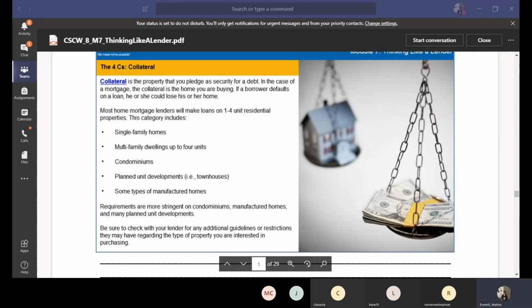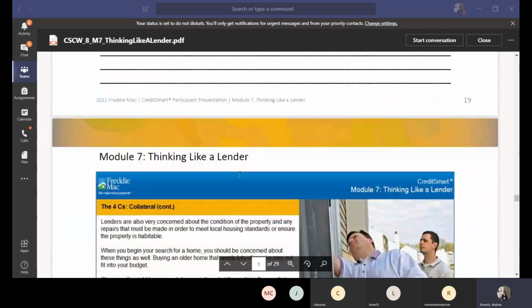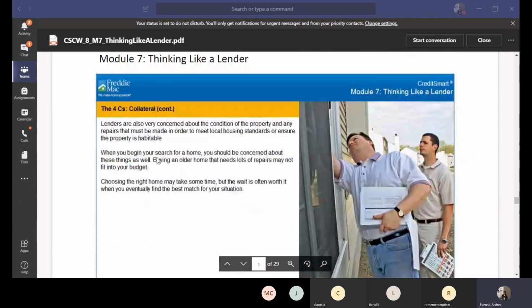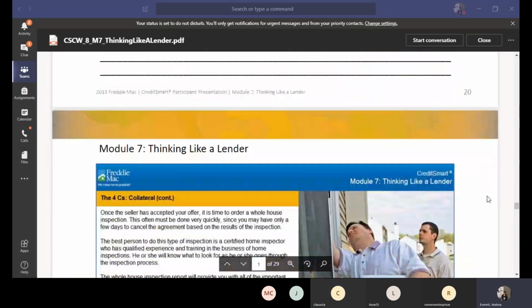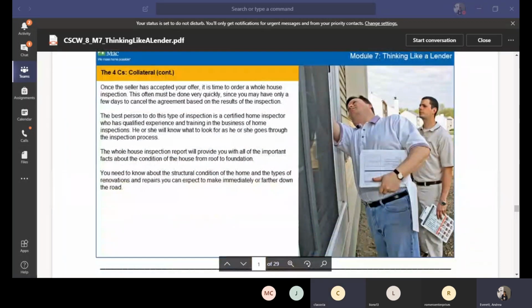We talked about this going on. A concern when buying an older home is that you may need lots of repairs that may not fit in your budget, okay? And just remember that choosing the right home may take some time, but the wait is often worth it when you eventually find the best match for your situation, okay?